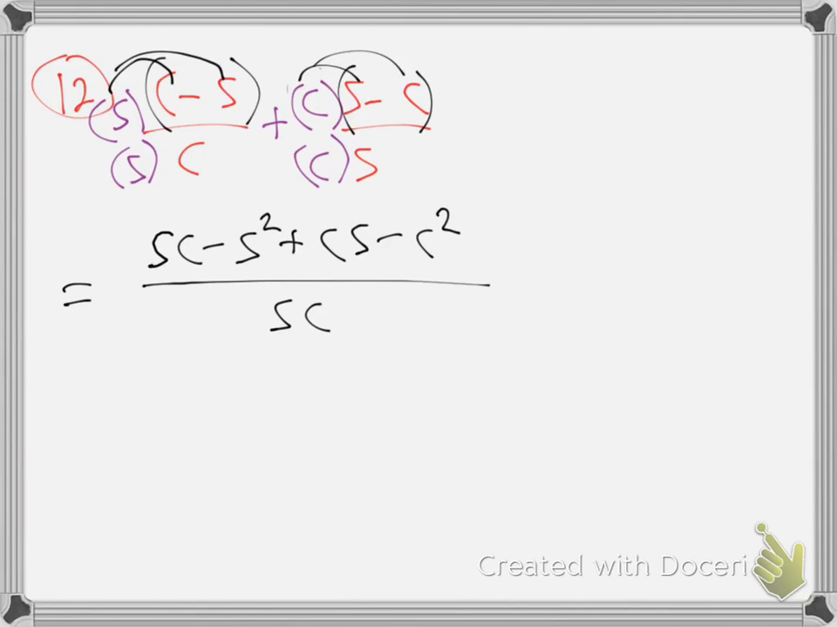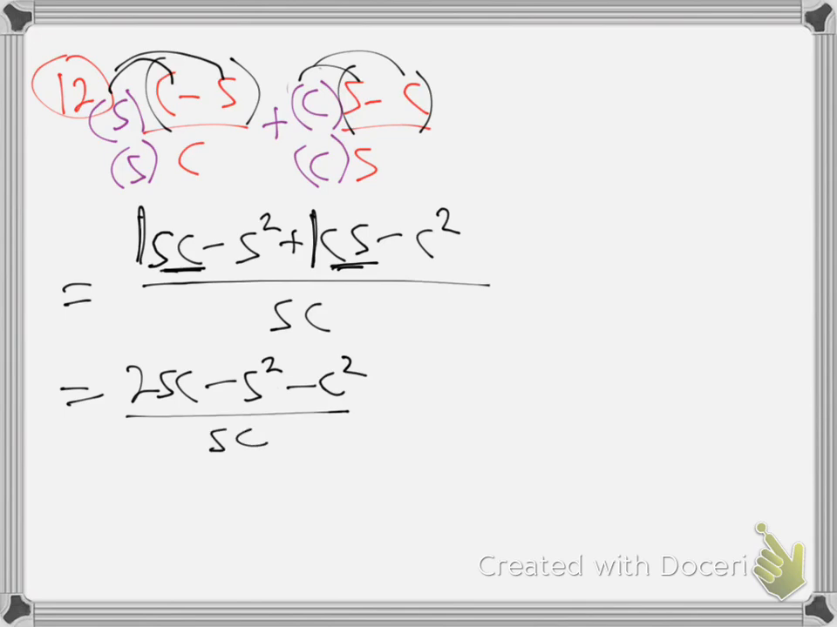Now, what can I do on the top? Are SC and CS the same thing? Yeah, order doesn't matter. They're the same thing. So I'm going to add them like terms. 1 SC and 1 SC is 2 SC, minus S squared minus C squared over SC. We good there? So far, so good. Makes sense?